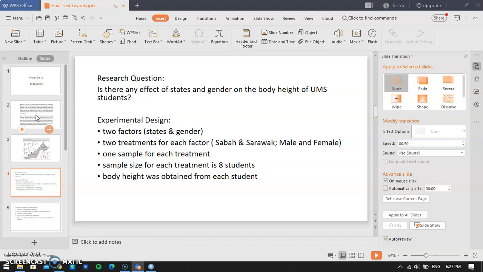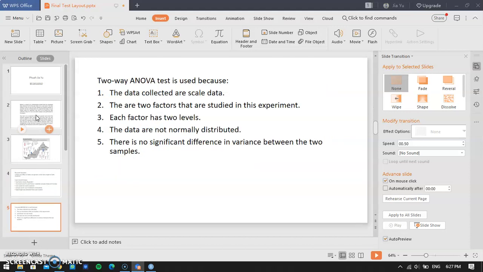My new research question for this will be, is there any effect of states and gender on the body height of UMS students? The experimental design will consist of 2 factors, which are states and gender, 2 treatments for each factor, which are Sabah and Sarawak, as well as male and female. 1 sample for each treatment. Sample size for each treatment is 8 students. Body height was obtained from each student.